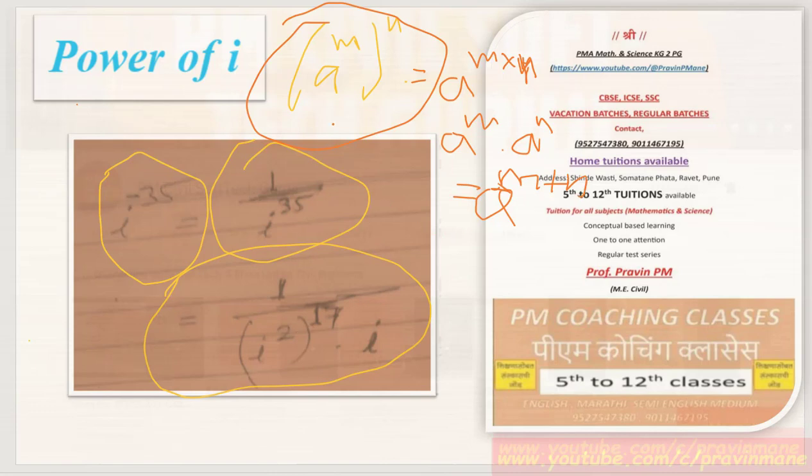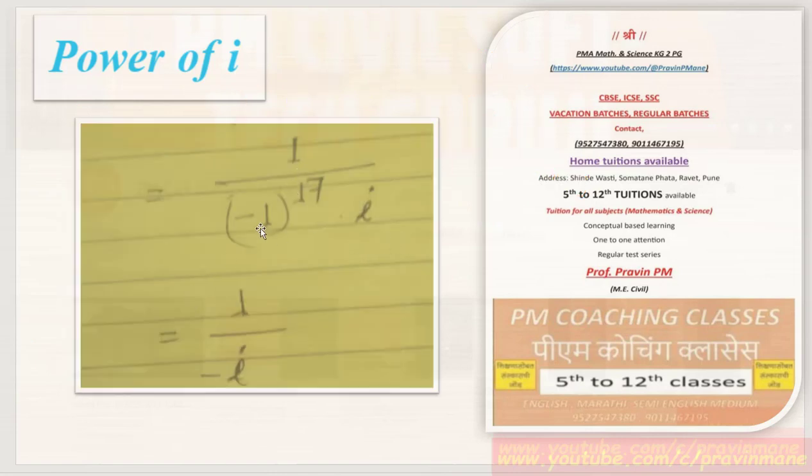So by the first formula, 17 multiplied by 2 is 34, and 34 plus 1, since i raised to nothing is i raised to 1, gives 35. Then, as we know, i square is minus 1, so minus 1 raised to 17 into i. Minus 1 raised to 17 is minus 1, into i, so minus i.